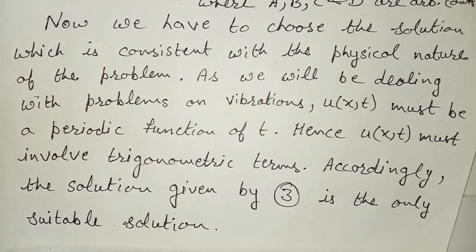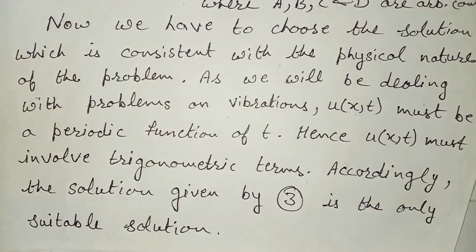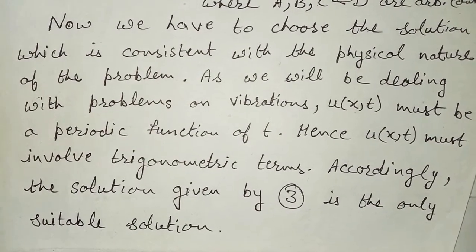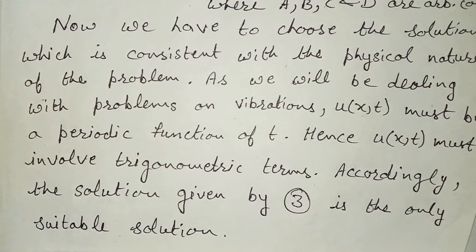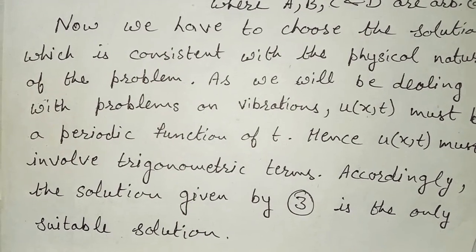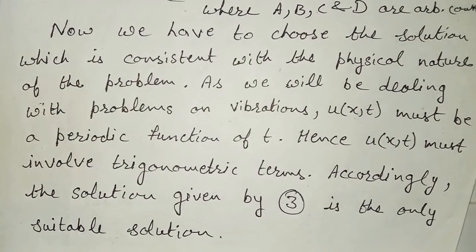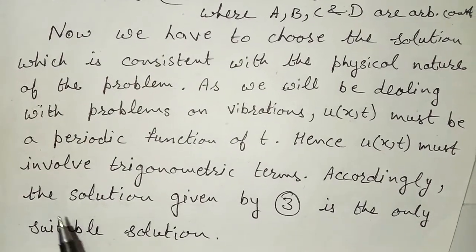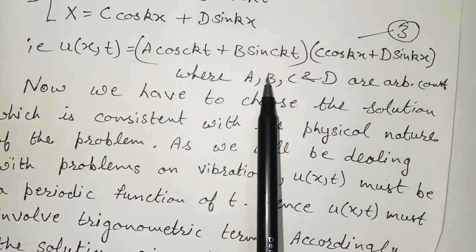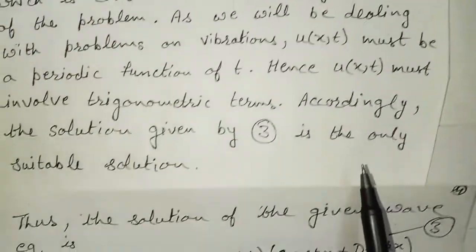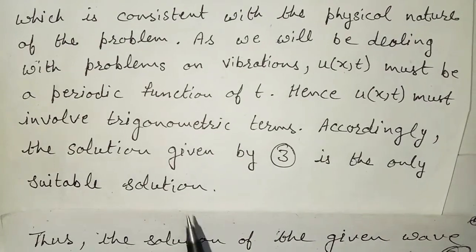So now which one will have the trigonometric terms? Only in the third case, when lambda is less than 0, the value of u(x,t) involves trigonometric terms. So accordingly, the solution given by equation number 3 is the only suitable solution.